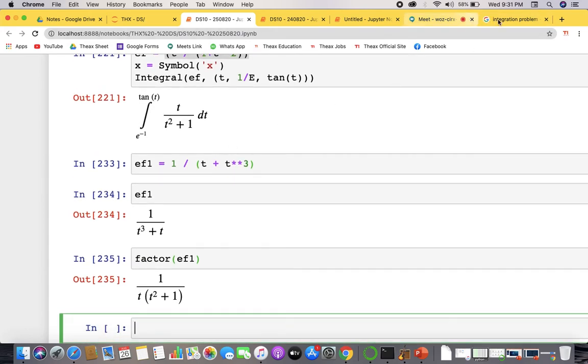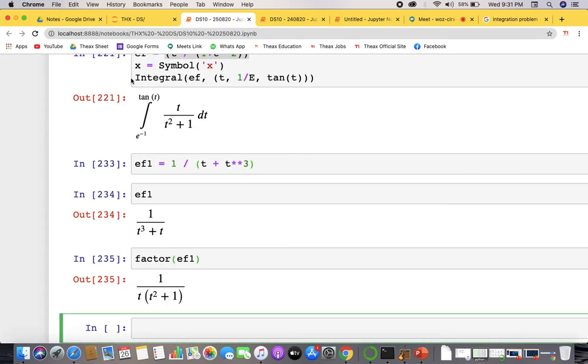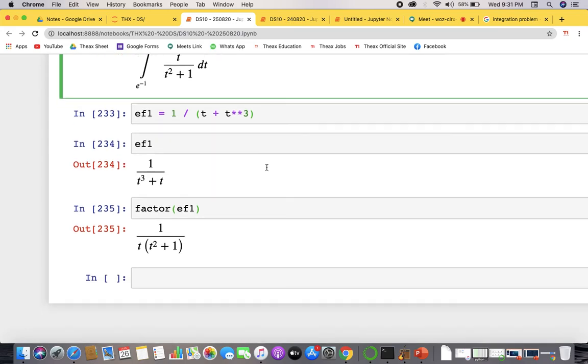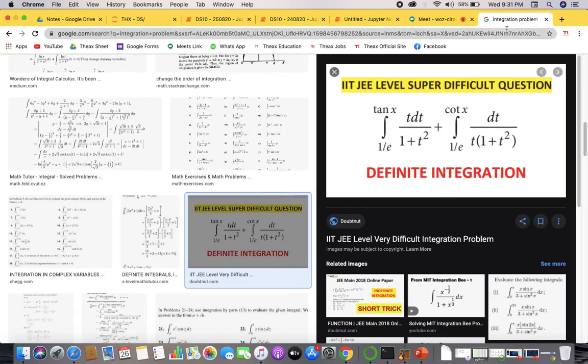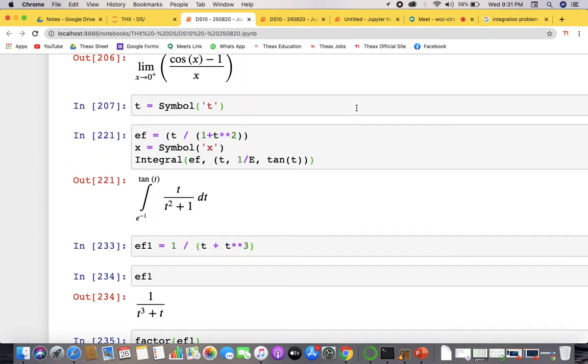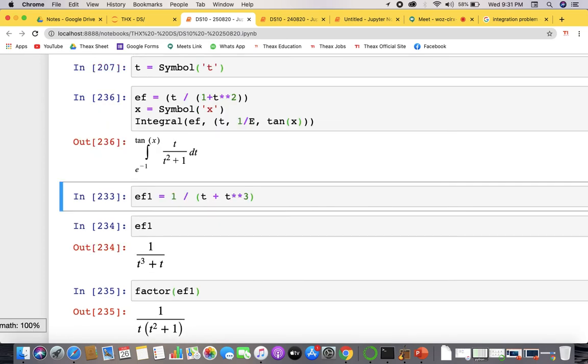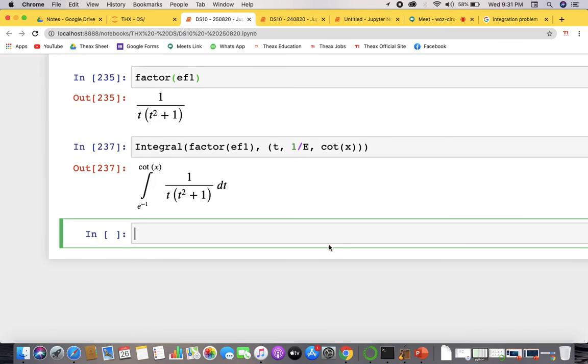X is defined, and the limits are 1 to e and then cot of x. Okay, so that will be same as for this. So integral of this factor of EF1, and what is that? 1 to e till cot x. Previously we have given a wrong limit. So this is to be defined as, very nice, done.